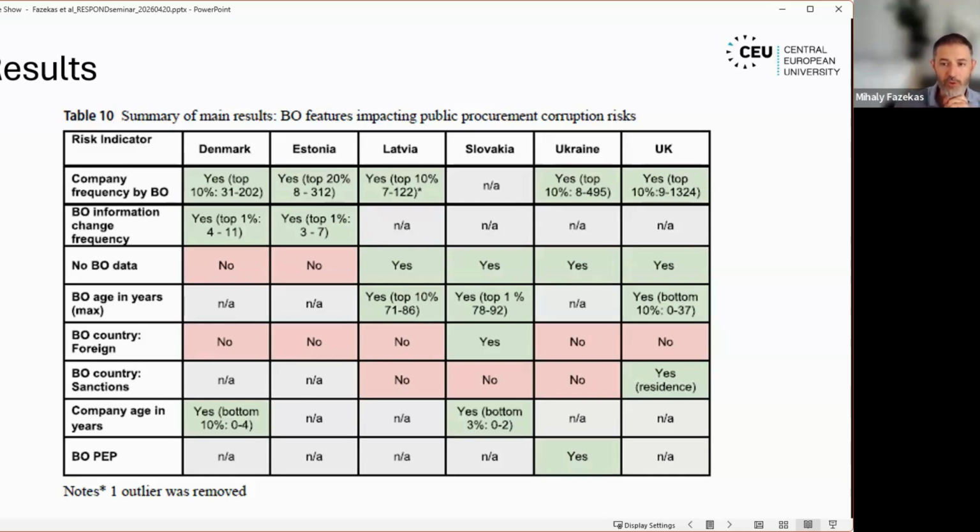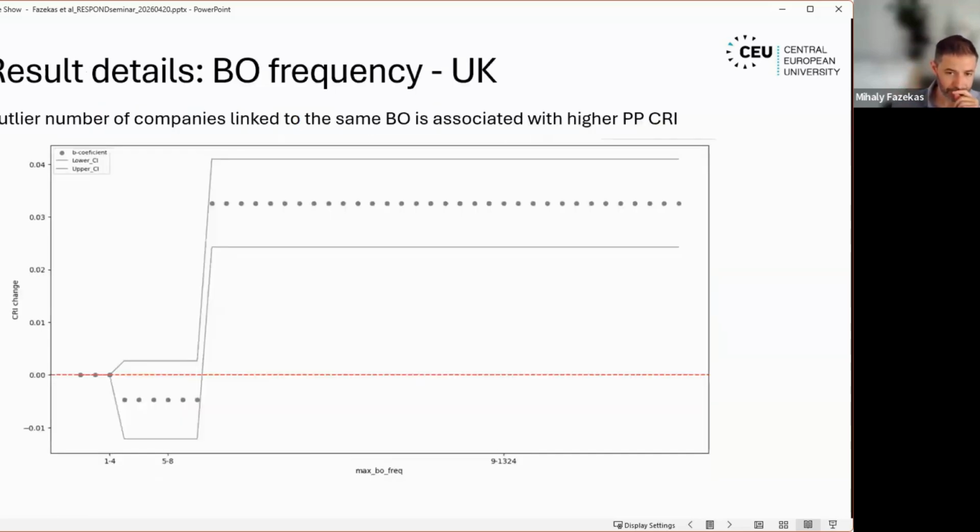So we have in the UK a particular individual, according to the filings, controlling 1,324 companies. In Ukraine, we have an individual, 495. For these outliers, we check them one by one. None of them is a famous billionaire. None of them is on the Forbes list. They just have a lot of companies in their names. I don't know. Chances are some of these people are nominees or strawmen.